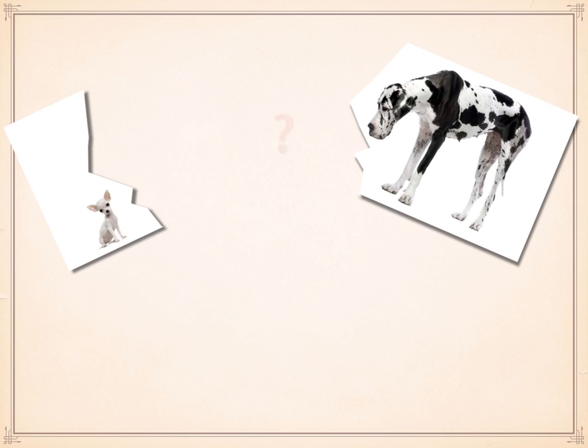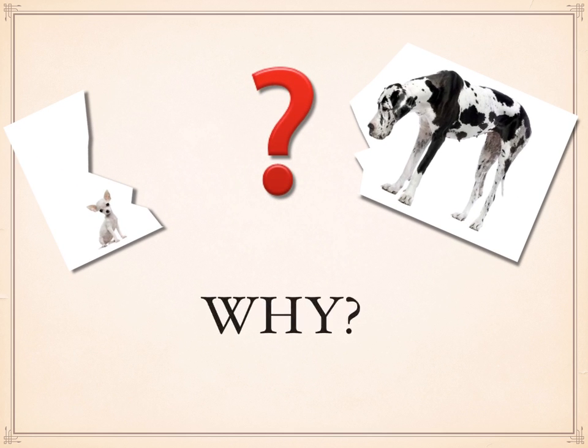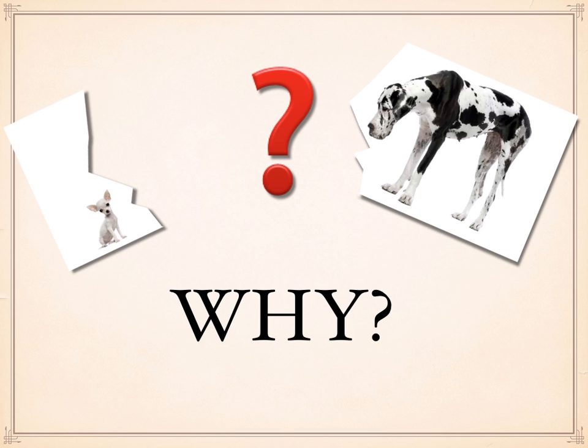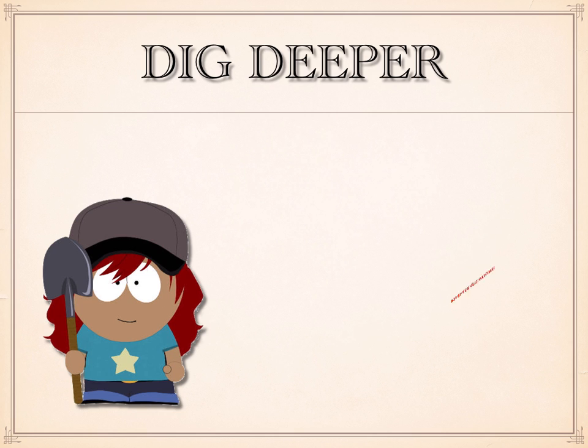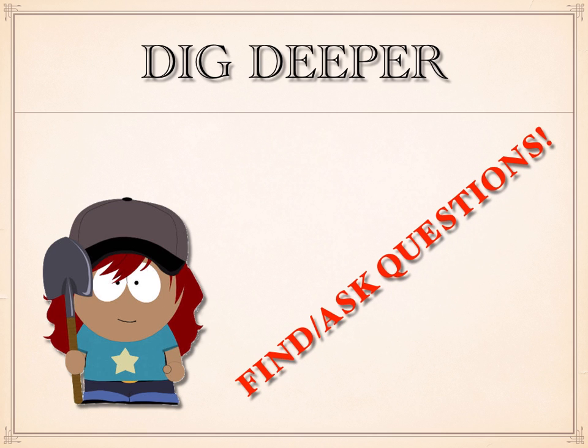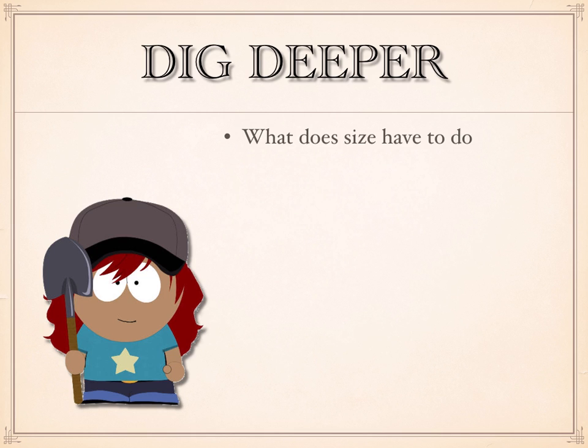So consider each breed by itself first. Have you ever wondered why a Chihuahua is so small and a Great Dane is so large? To build a strong thesis sentence, you have to dig deeper and you have to ask questions. For example, what does size have to do with anything? There might be something important about it, but what is it?